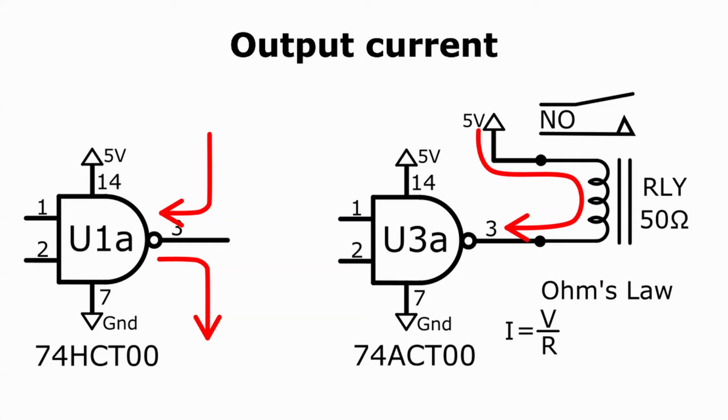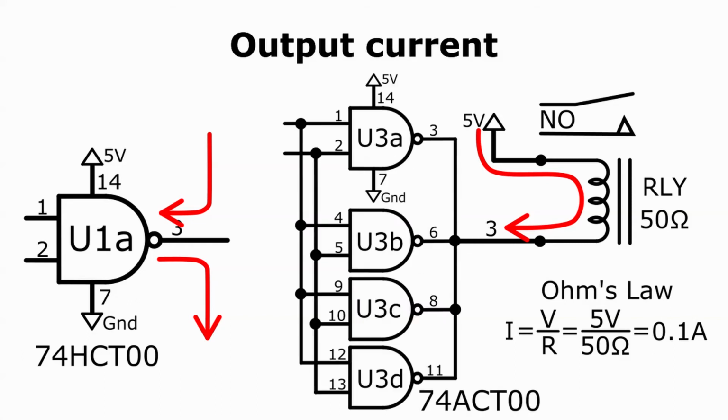We can therefore use Ohm's law to calculate the current which will flow when the NAND gate's output voltage goes low. Ohm's law gives the current as the voltage drop over the coil divided by its resistance. Here, 5 volts divided by 50 ohms is 0.1 amperes, or 100 milliamps. As powerful as the 74ACT00 chip is, its gates cannot sink this much current. However, there is a trick which can sometimes help out.